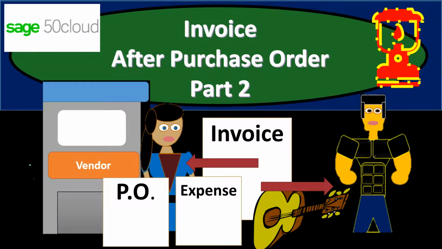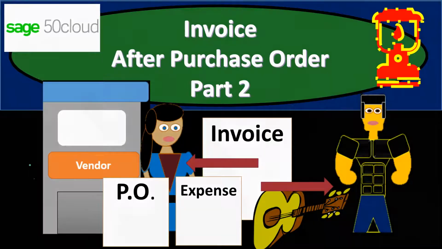In this presentation, we will create another invoice after having entered the purchase order and the related bill, tracking the inventory item through the purchasing process and through the sales process. In other words, we requested the inventory, then we received the inventory, we entered a bill for it. Now we're going to be selling the inventory with the use of an invoice.